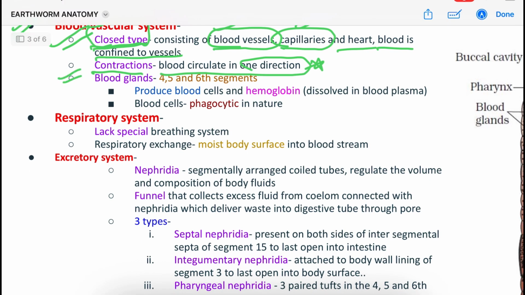Next is blood glands. Basically, blood glands are the glands that produce blood cells and hemoglobin that dissolve in blood plasma. Plasma is basically a fluid-like material in which blood cells and hemoglobin are present. Where are blood glands present? They are present on the 4th, 5th and 6th segments.